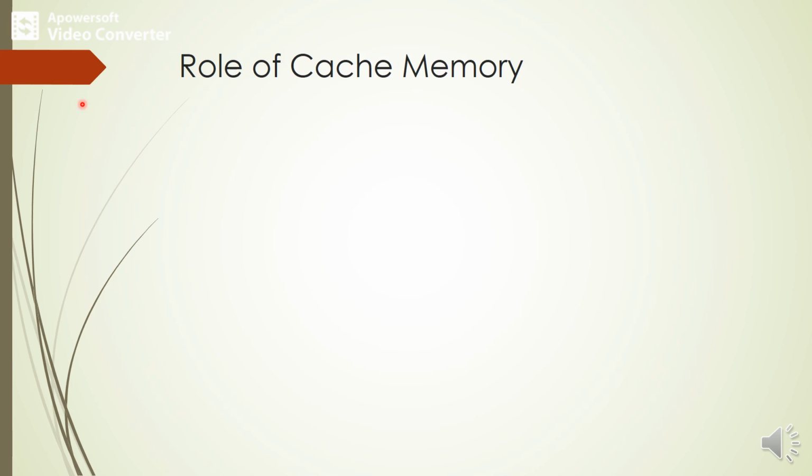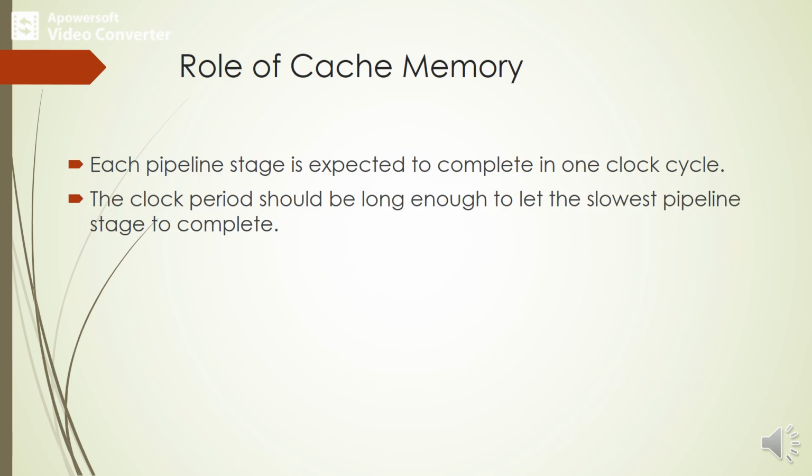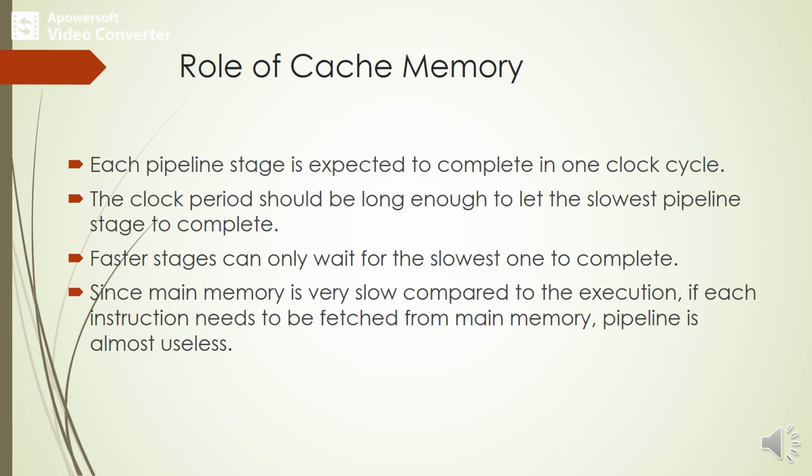So now we'll consider the role of cache memory. Each pipeline stage is expected to complete in one clock cycle. The clock period should be long enough to let the slowest pipeline stage complete its operation. Faster stages can only wait for the slowest one to complete. Since main memory is very slow compared to the execution, if each instruction needs to be fetched from the main memory, the pipeline is almost useless.